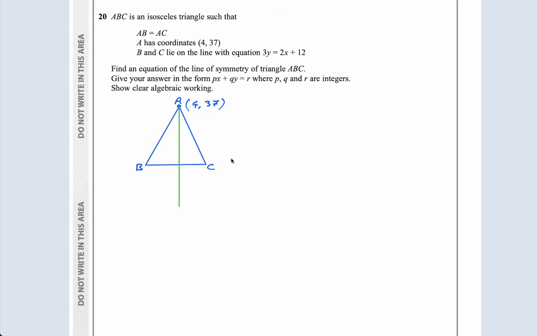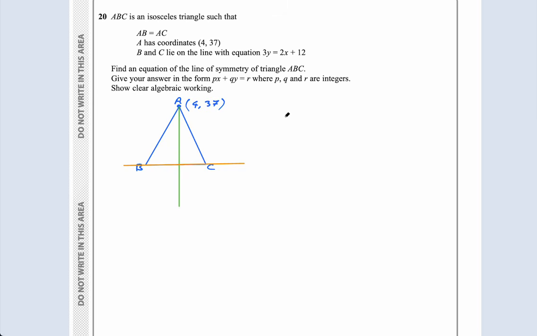The first thing I'm going to get is the gradient of this green line. Now to get the gradient of the green line, I'm first going to get the gradient of the orange line. The orange line goes through B and C like this. And if I get the gradient of the orange line, I can get the negative reciprocal, which will give me the gradient of the green line.